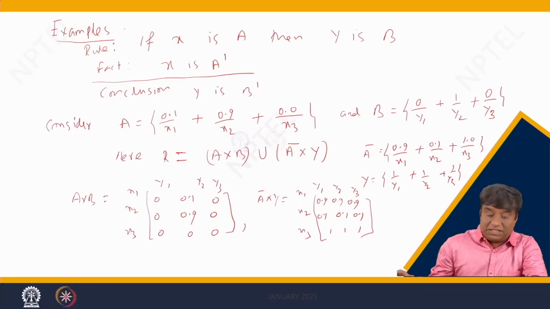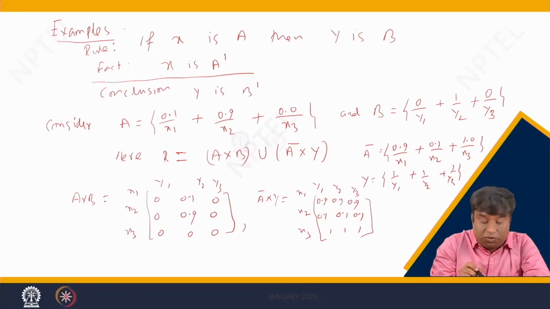So the first example, you know the rules of modus ponens. The rule is that if x is A, then y is B. The fact is x is A dash. So the conclusion is y is B dash. We need to calculate the value of B dash. A, B and A dash are given. All these are fuzzy sets.